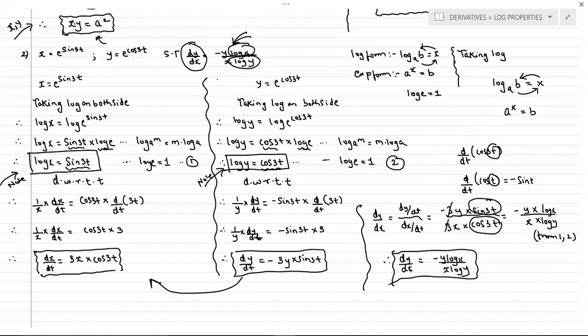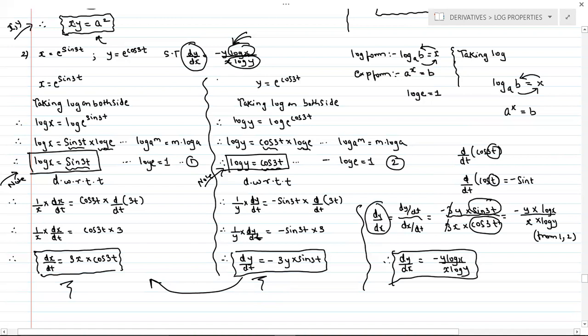Okay, so here you will get dx upon dt. After that, simply you find dy by dt. As per the parametric form, we know that we have to divide dy upon dt by dx upon dt. So there you will get dy upon dx.